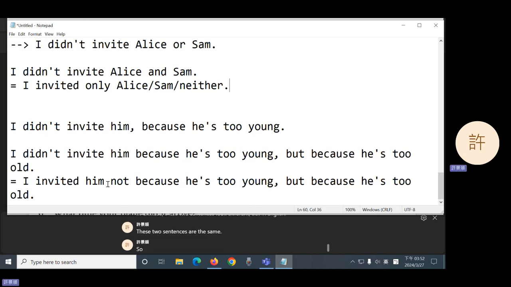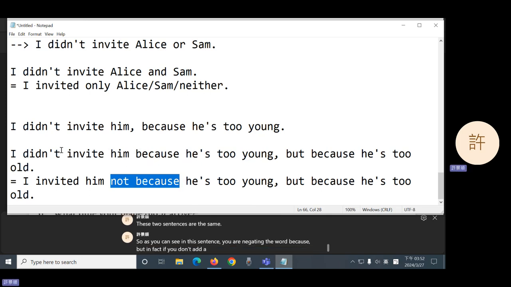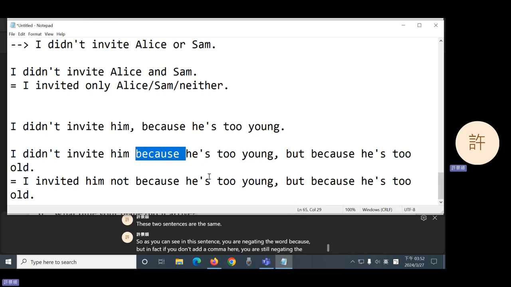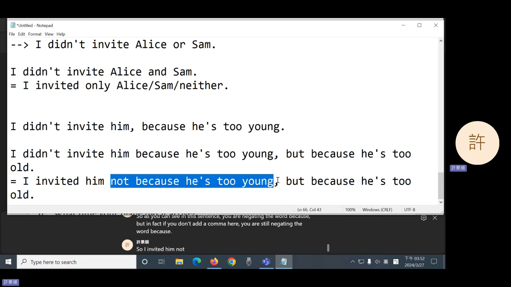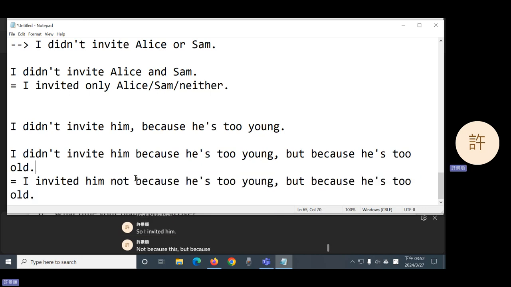So as you can see in this sentence, you are negating the word because. But in fact, if you don't add a comma here, you are still negating the word because. So I invited him not because this, but because that. So this reason is wrong, this reason is right. The logic is exactly the same if you write this sentence without a comma here.